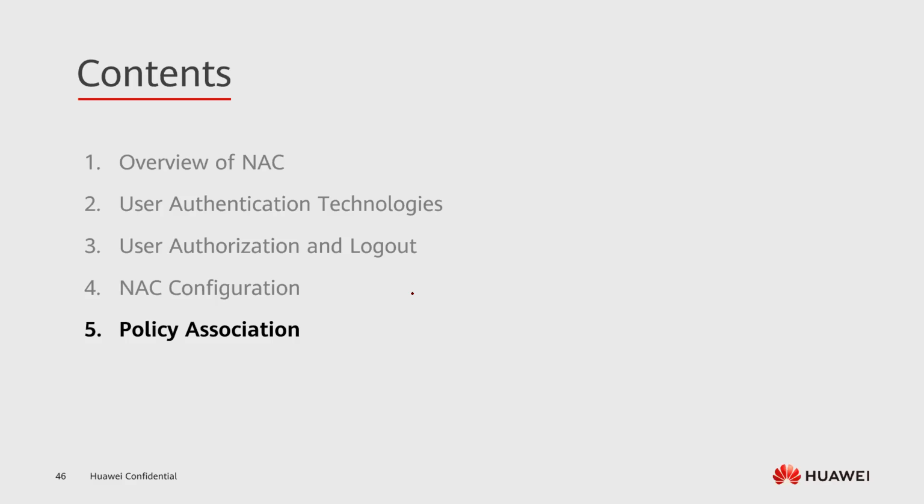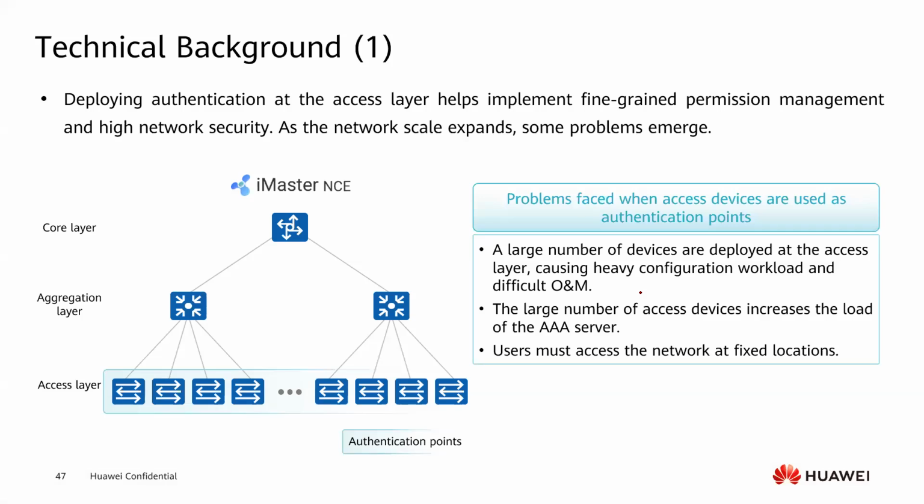Okay, till now these four parts are the whole information about NAC, about the authentication. And the final part is another special technology. We call it policy association. As usual, we will use the access layer as admission devices to receive the user's identification information and exchange this information with the RADIUS server, right?